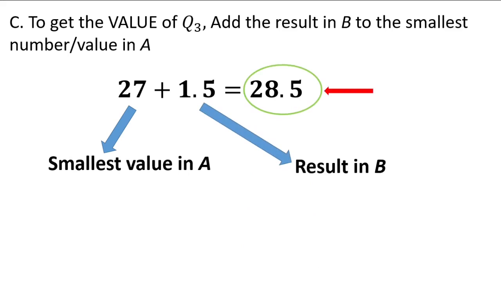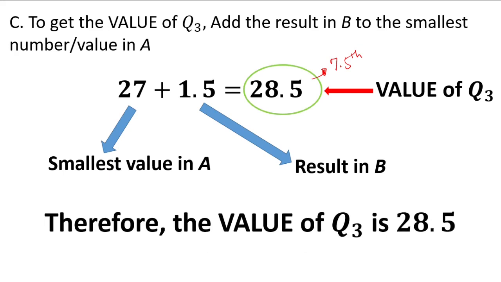Therefore, 28.5 now is the value of the third quartile. The 28.5 is located at the 7.5th element of the whole distribution, which is in between 27 and 30. Yun ang ibig sabihin nun. Okay? So, again, the value of the third quartile or the upper quartile is 28.5.